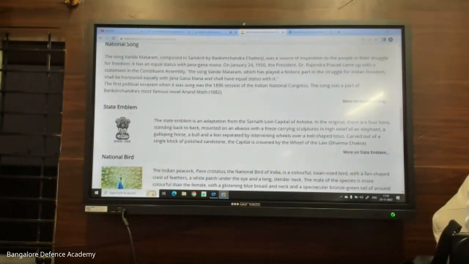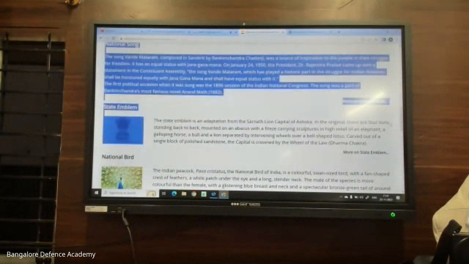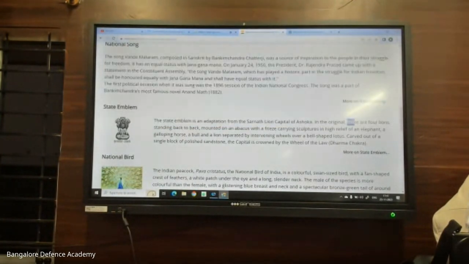Ready? Let's move ahead. Look, everyone, eyes on the screen. The state emblem is an adaptation from the Sarnath lion capital of Ashoka. In the original, there are four lions. How many lions here? Four lions. See, in the exam the questions will be like this: how many animals are there in the national emblem? We'll see that. Okay, look at this. There are four lions. Understood?